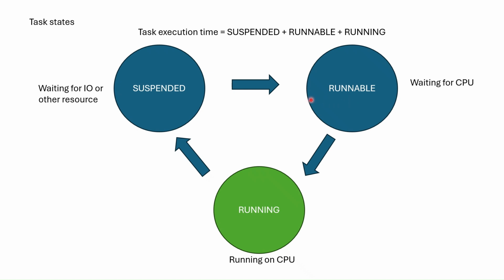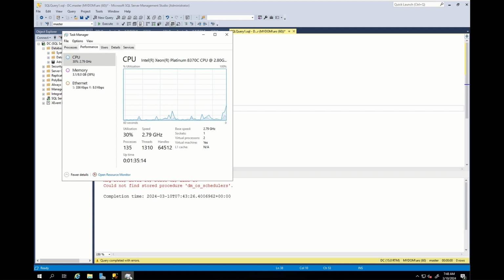If a task is mostly in suspended state, you should check what resource the task is waiting for. For example, if it is waiting for I/O, you should check your I/O subsystem performance and try to improve it. This is a great way of narrowing down the scope while performance tuning in SQL Server. Let me show you what I have talked about until now.